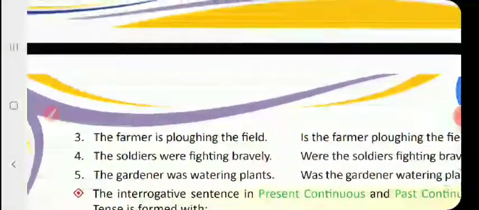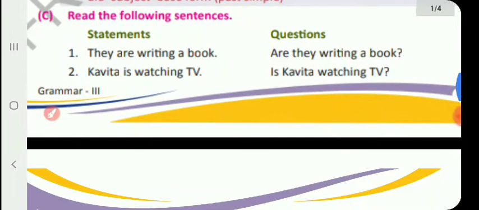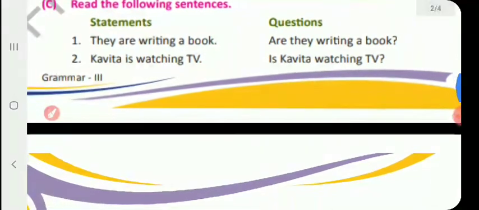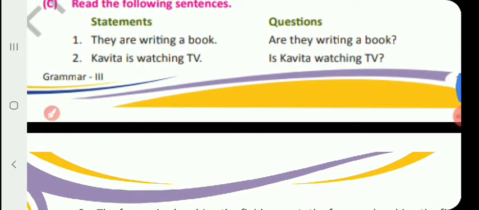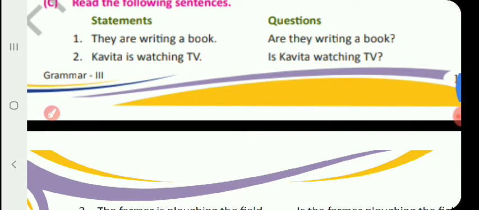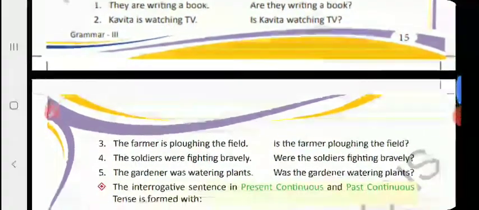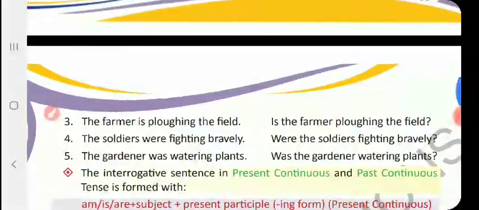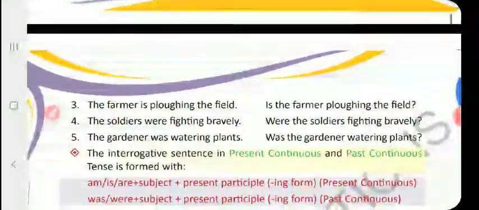So here we have examples. They are writing a book. How will you change it into an interrogative sentence? Are they writing a book? Number two, Kavita is watching TV. Is Kavita watching TV? Now, the farmer is plowing the field. Is the farmer plowing the field?